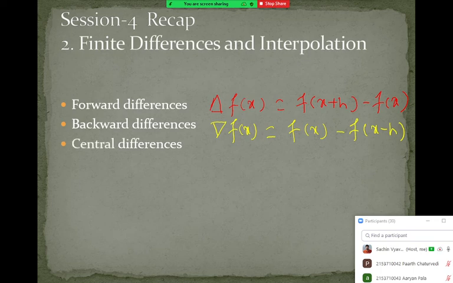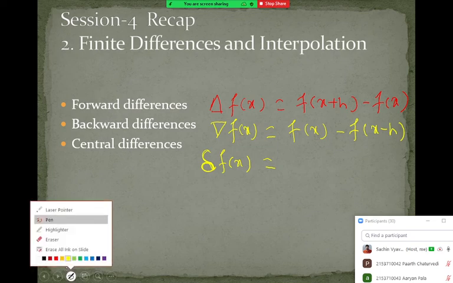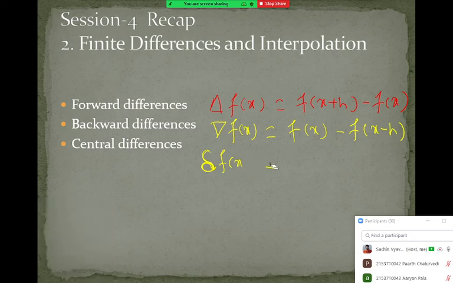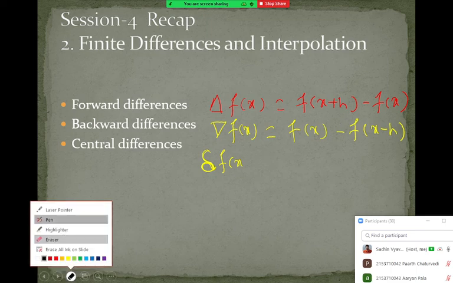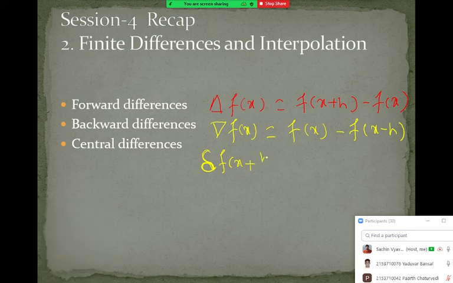We have then the central difference. The central difference is denoted by a small delta, so this is small delta of f(x). Now this is a little tricky here. Generally this delta is not defined for f(x). We define it at, anyone knows it, delta is defined at x plus h by 2.